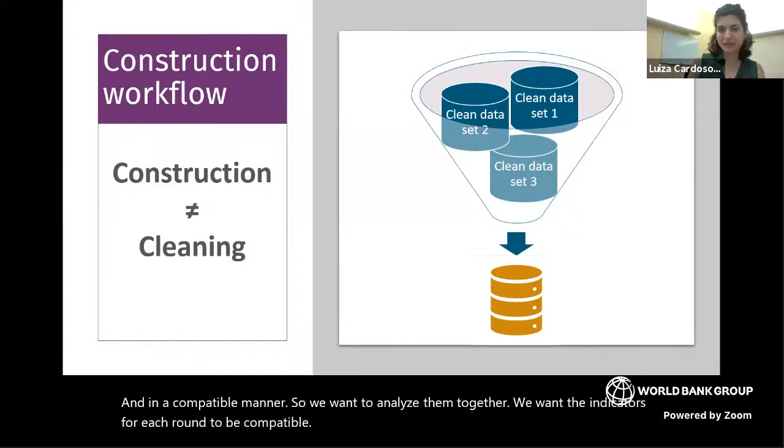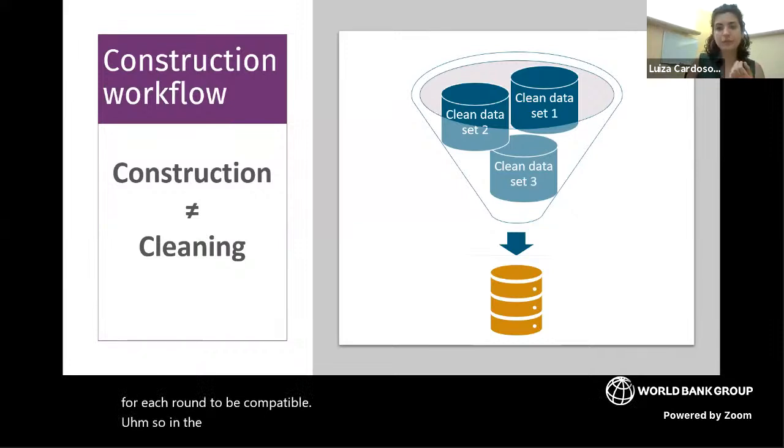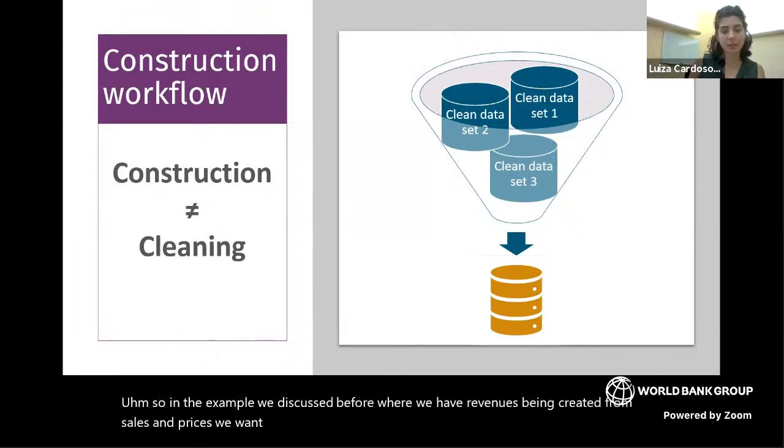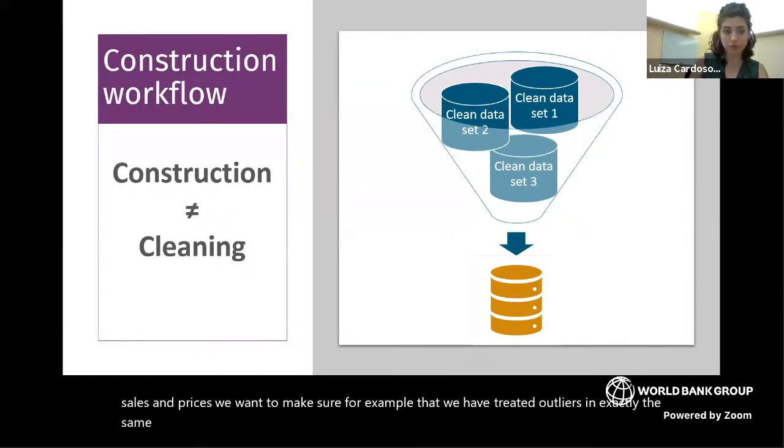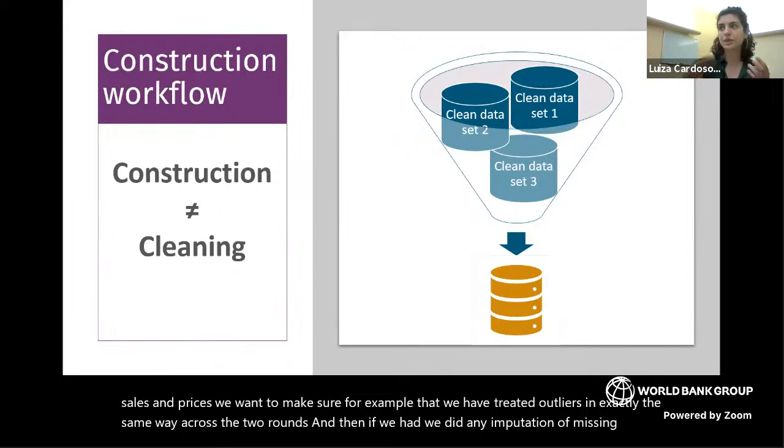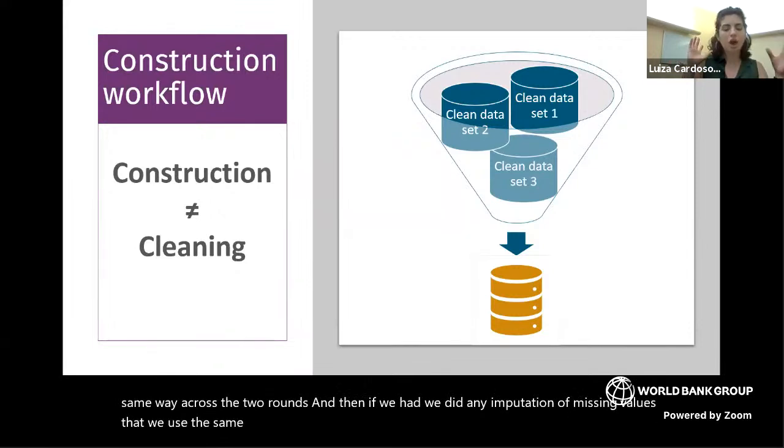So in the example we discussed before, where we have revenues being created from sales and prices, we want to make sure, for example, that we have treated outliers in exactly the same way across the 2 rounds. And then if we did any imputation of missing values, that we use the same method. So our results are not driven by the difference in how the indicators were defined across the 2 rounds.